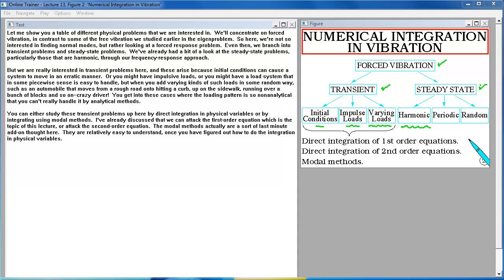You can either study these transient problems by direct integration in physical variables or by integrating using modal methods. I've already discussed that we can attack the first order equation, which is the topic of this lecture, or attack the second order equation. The modal methods actually are sort of a last minute add-on thought here, and they're relatively easy to understand once you have figured out how to do the integration in physical variables.